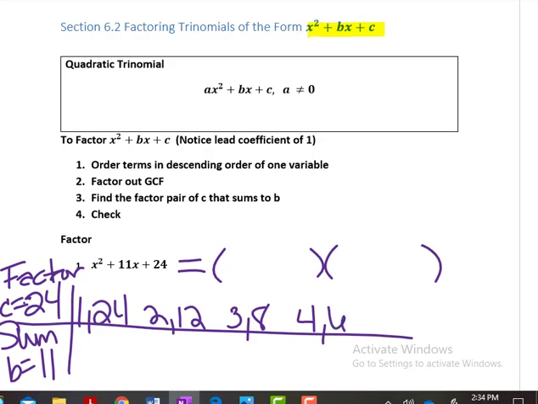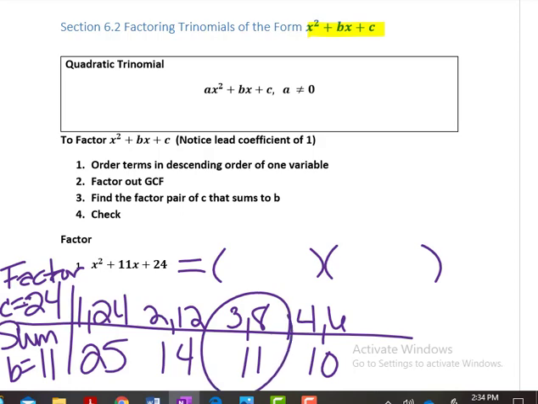But we need them to add up to 11. So you'll see when I compare the factor pairs that add up to 11, we get the 3 and the 8. Now for this type, when the leading coefficient is a 1, it's actually that simple. We can just put in x plus 3 and then x plus 8, and that would be our final answer.